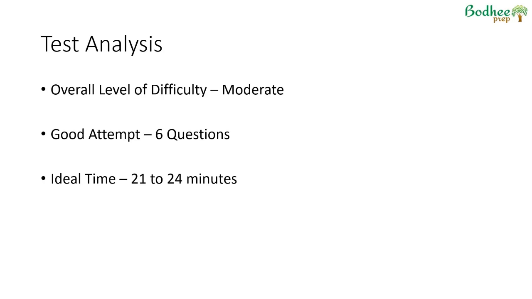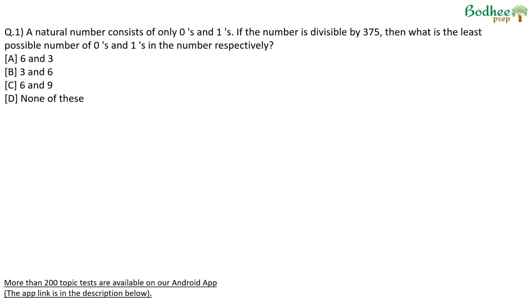Let us go through the questions once and then let's see which questions should have been attempted to minimize the time and ensure that we get the 6 questions correct. If you look at the questions one by one, question number one says, all natural numbers, a natural number consists of only zeros and ones. If the number is divided by 375, what is the least possible number of zeros and ones in the number? Now, 375 is nothing but 3 into 125.